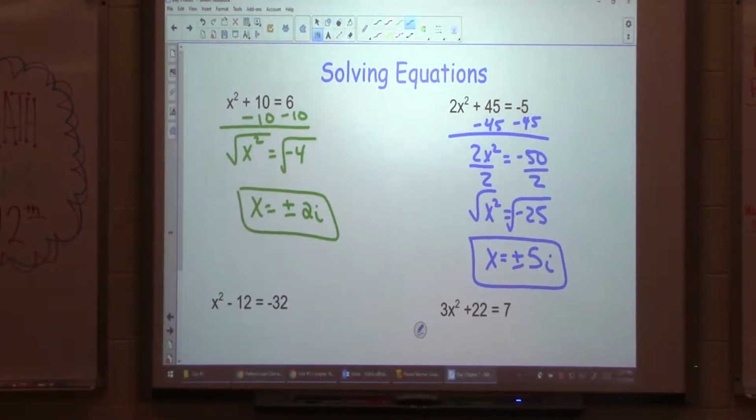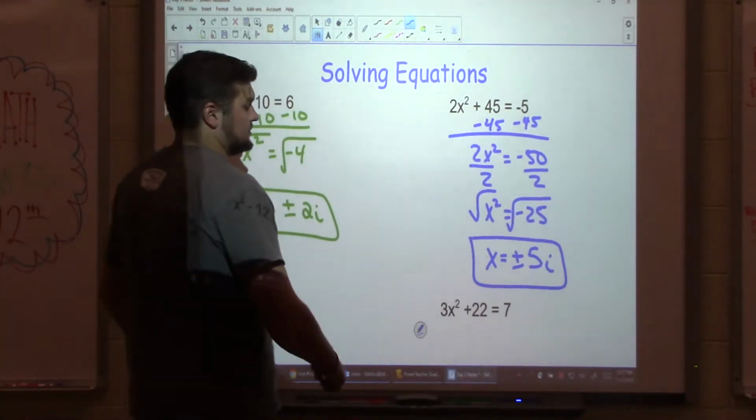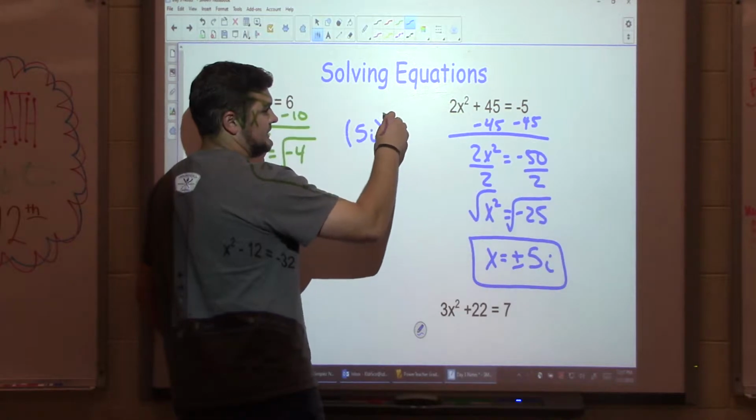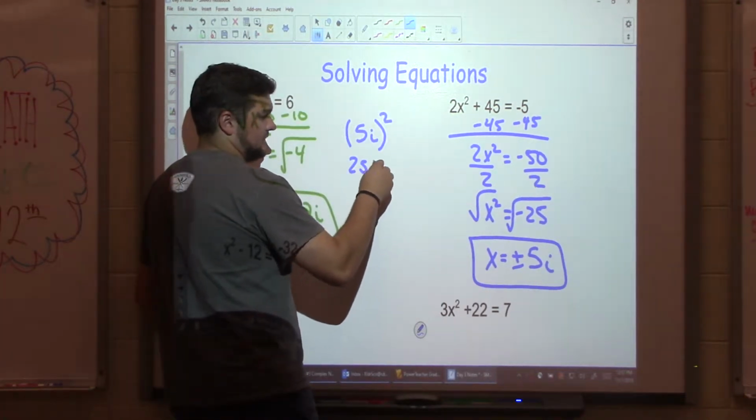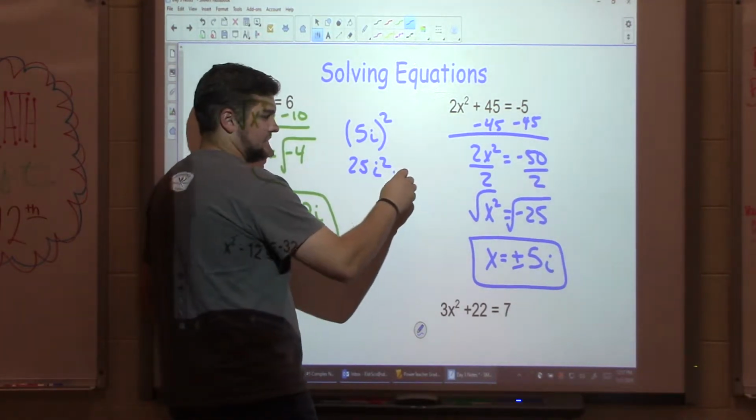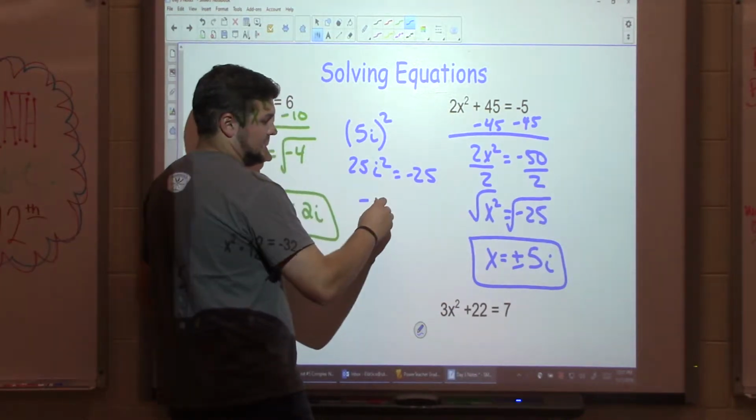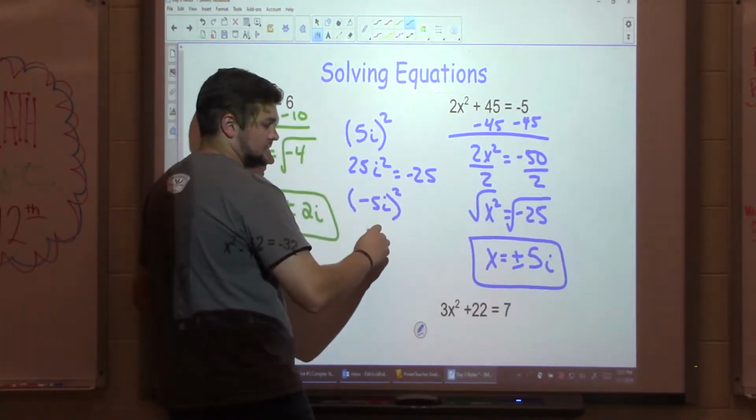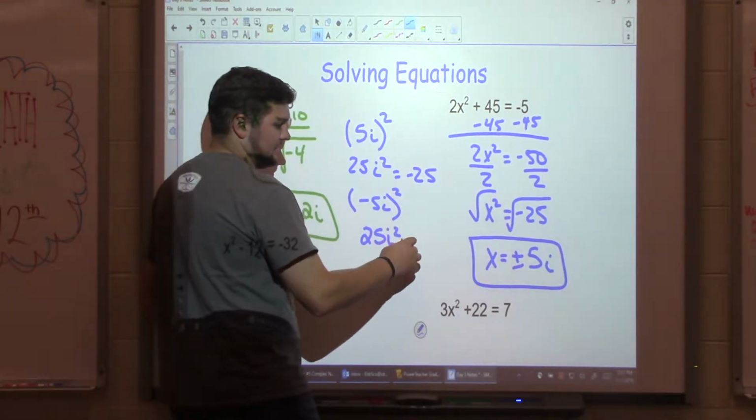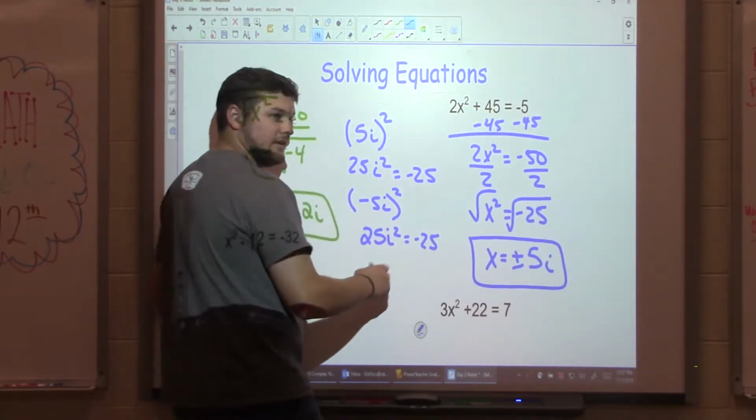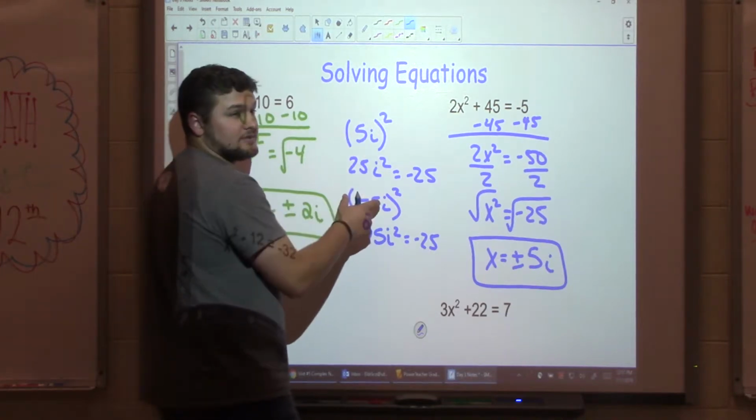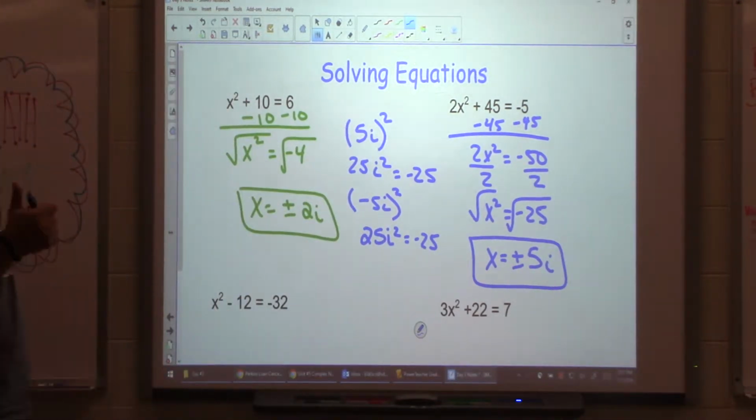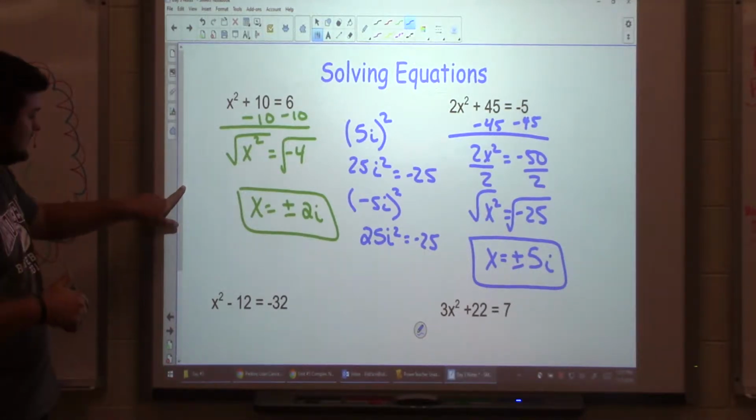Why is it positive? Because no matter what I do, if I have positive 5i and I square it, I get 25i squared, which is -25. And if I have -5i and I square it, -5 squared is 25i squared, which is -25. Either one of those could be solutions when I'm solving. Okay? So it's both positive and negative. Cool? Alright.